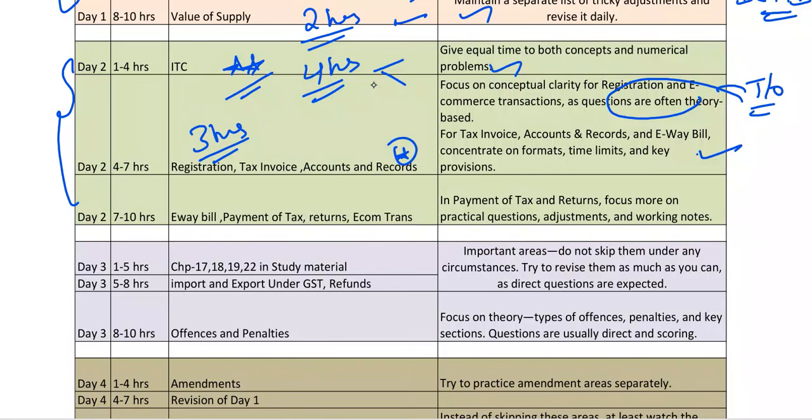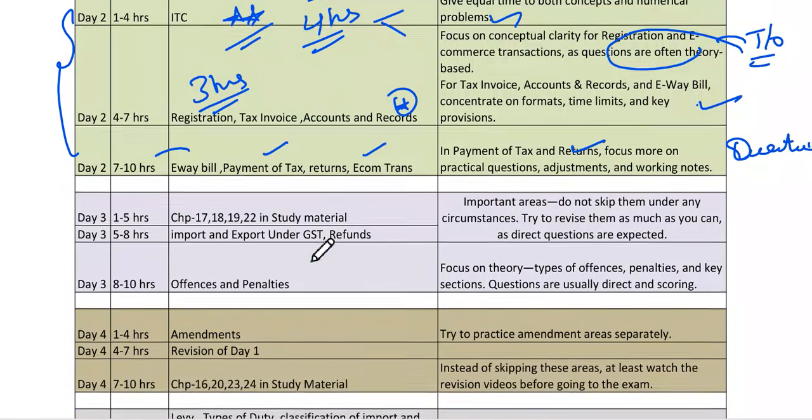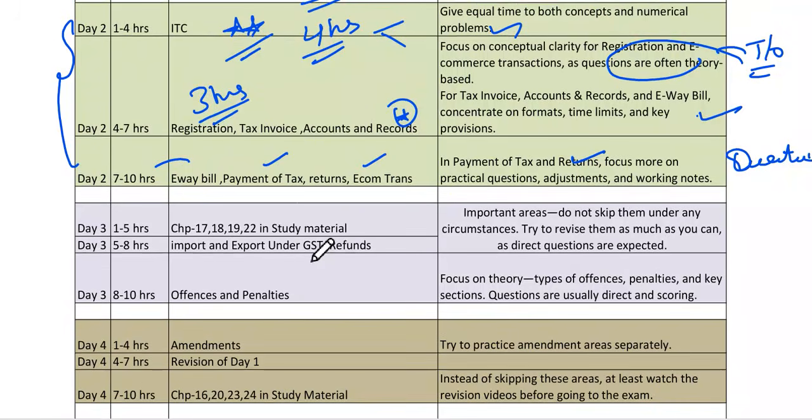So this is your day 2, 3 hours. And the final 3 hours will be your e-way bill, payment of tax, returns, e-commerce transactions, these areas. You just concentrate more on the practical question areas. So this is for your day 2. Done. Now slowly moving on to your day 3.